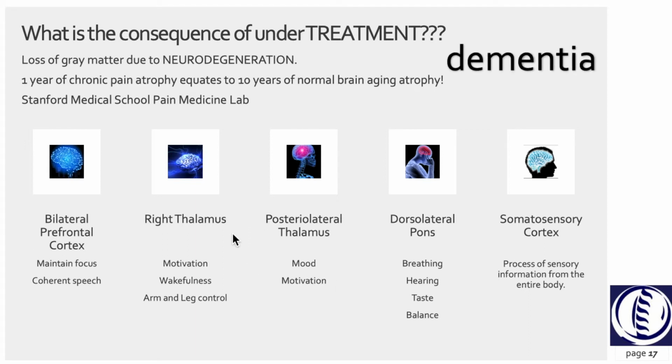Stanford has shown that this will affect your bilateral prefrontal cortex, your right thalamus, your posterior lateral thalamus, your dorsolateral pons, and your somatosensory cortex. And these areas of the brain are associated with maintaining focus and coherent speech, motivation, wakefulness, extremity movement, mood, breathing, hearing, taste, balance, and general sensory information from your body.